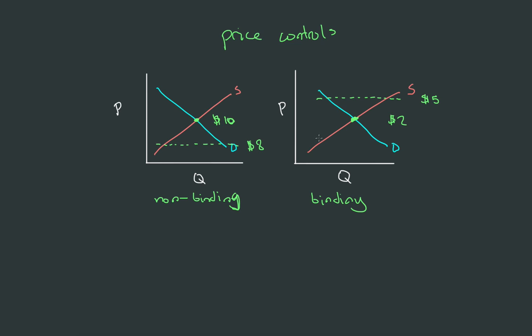Seeing the graphs, seeing what's the difference between non-binding and binding, and what makes it binding, and how is that so?